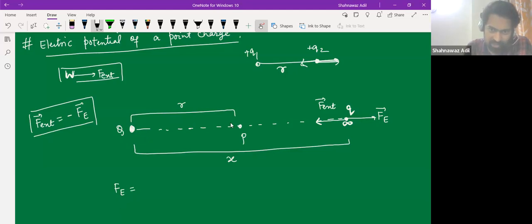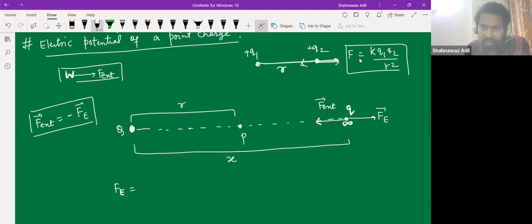This is the charge, this is the another charge. Separation is x. So how much would be F? These are the two charges, this is the separation. So what would be F? Yes, this is the force. This is the Coulomb force.